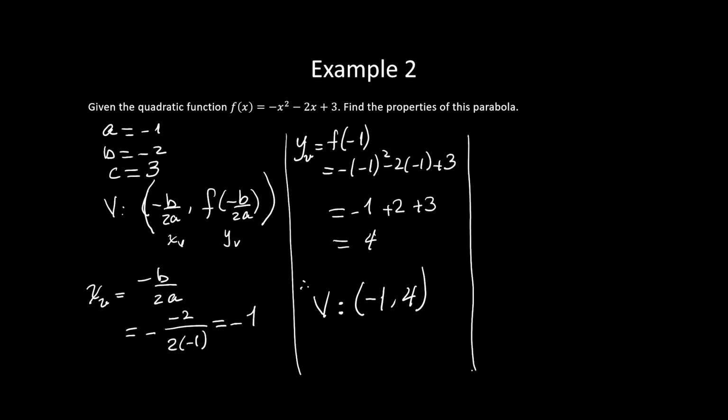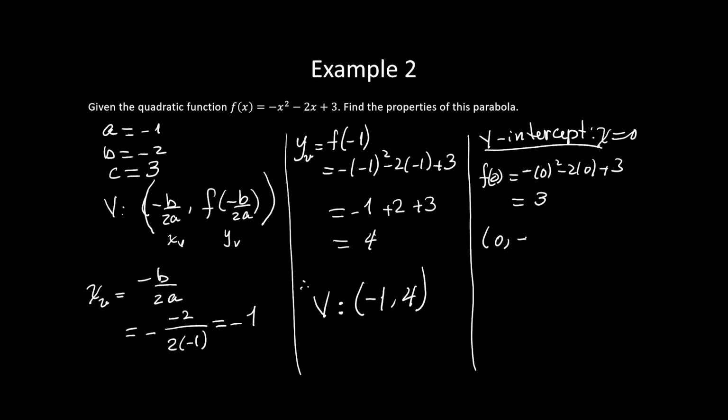Okay, let's find the intercepts. Let's go here and find the y-intercept. That's easy. That's when we set x equals 0. So f of 0 is negative 0 squared minus 2 times 0 plus 3, and I'm going to get a 3 for that. So the y-intercept is 0, 3.